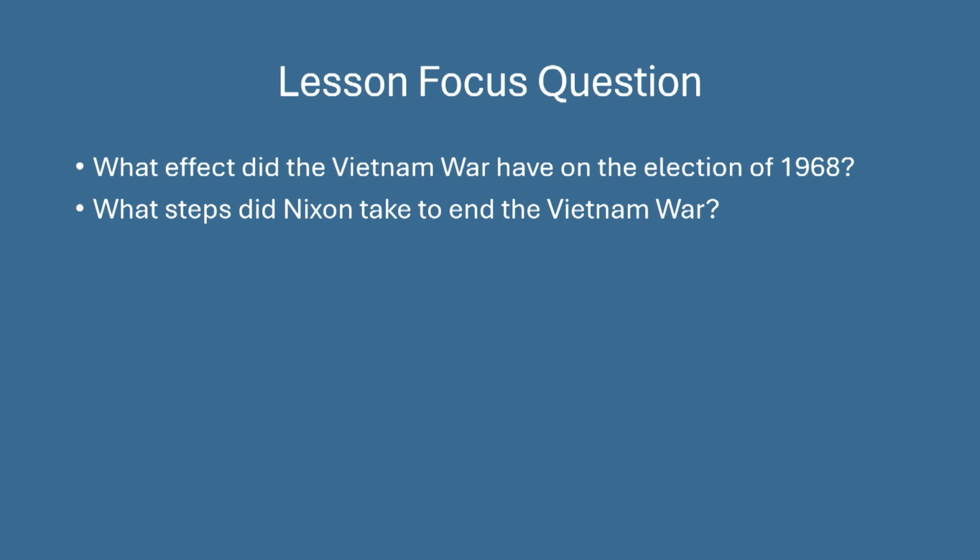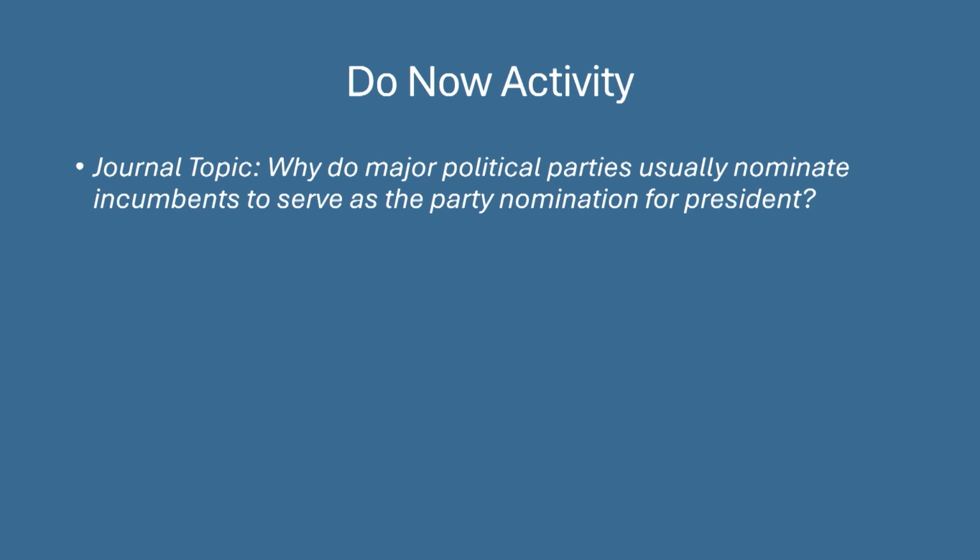This is: what effect did the Vietnam War have on the election of 1968, and what steps did Richard Nixon take to end the Vietnam War? Well, with that, we'll go ahead and get started. And today we'll start with our Do Now activity. The Do Now activity is this journal topic: why do major political parties usually nominate incumbents to serve as the party's nomination for president? We'll give you a few minutes and let you contemplate your answer, and we'll be back in a few moments.